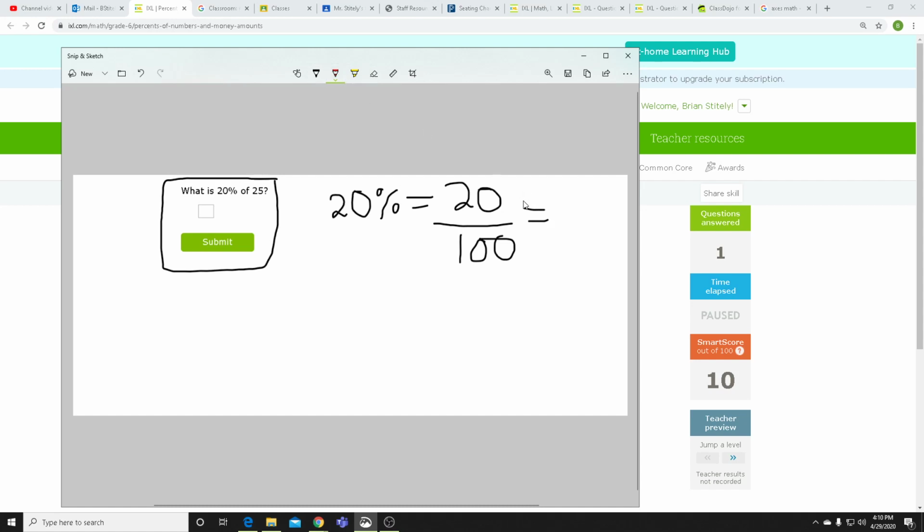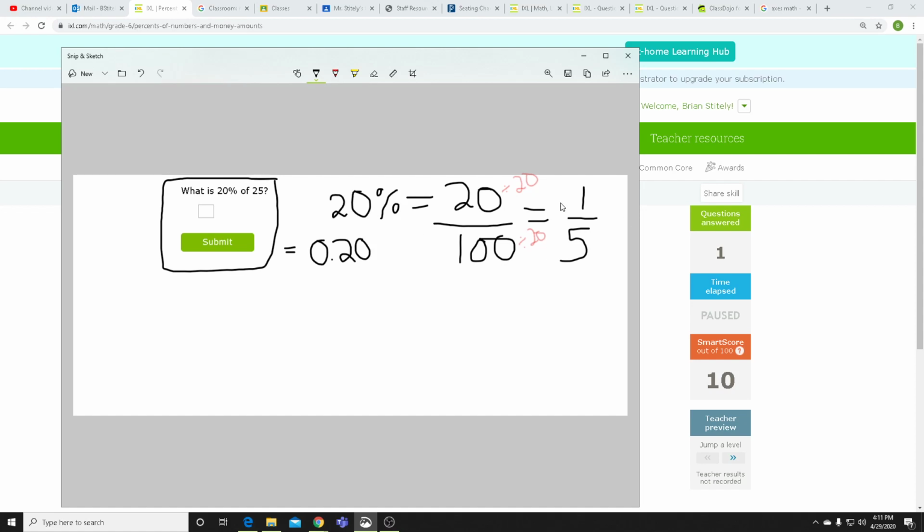Which, if you simplify this, divide this by 20, divide this by 20, and that'll leave us with 1/5. So 20% as a fraction would be 1/5. If you remember earlier, we also said that 20% would be 0.2 as a decimal. So 0.2, 20%, 1/5, these are all the same number.